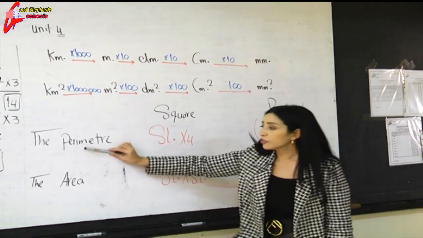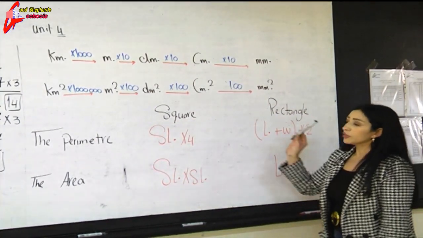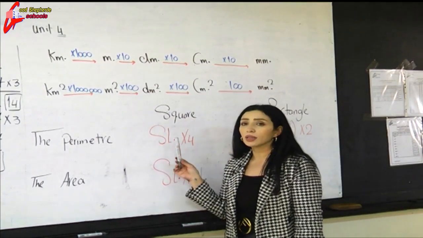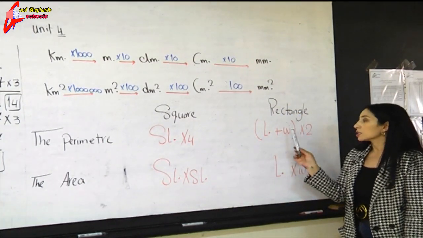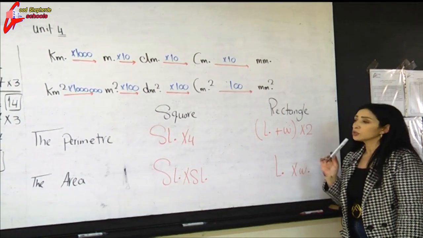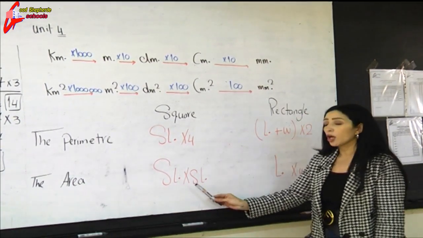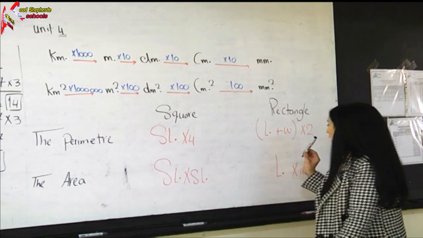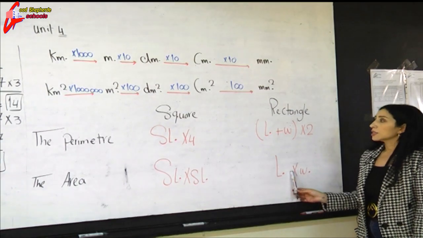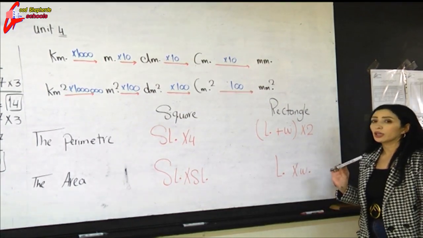Rules of perimeter and area of square and rectangle. Perimeter of square, side length times 4. But perimeter of rectangle, length plus width, all times 2. Area of square, take side length and multiply with itself, side length times side length, gives you the area. And for the rectangle, length times width gives you the area of rectangle.